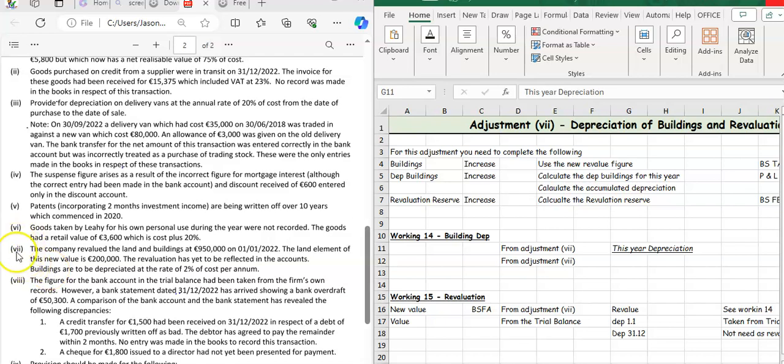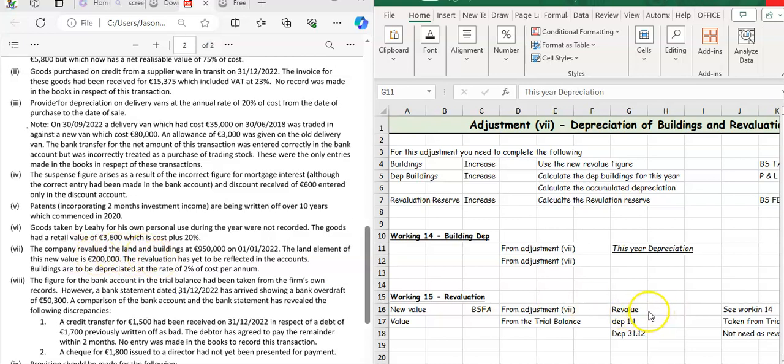Let's have a look at the 7th adjustment for V Leahy for the 2023 higher level sole trader account. So it says the company revalued the land and buildings at 950 at the start of the year. So remember, anytime we revalue something, there's 3 accounts we need.